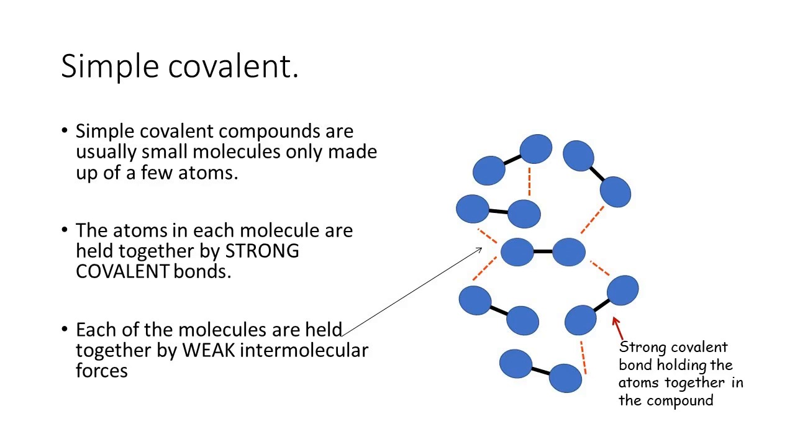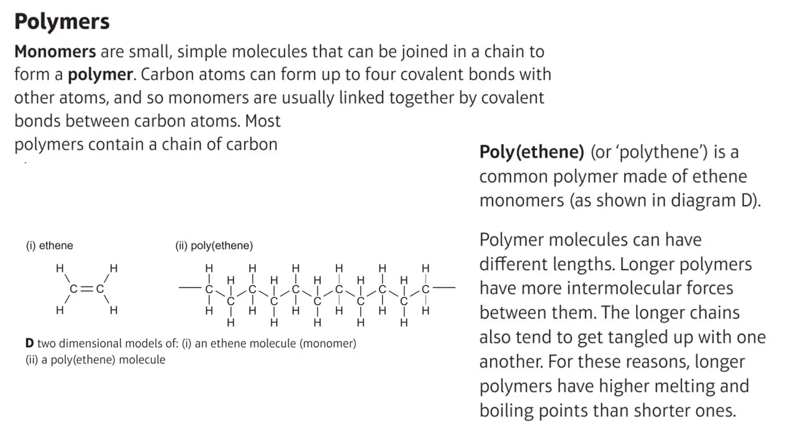Okay, let's have a look at ethene, which is another example of a small, simple covalent molecule. Ethene, which you can see on the left of that diagram, is made up of two carbon atoms with a double bond between them and four hydrogen atoms which are bonded to the carbons with a single covalent bond. Some simple covalent molecules, like ethene, can actually join together with other ethenes and form what we call a long chain.